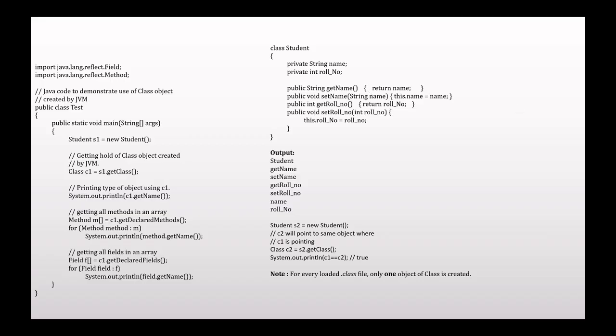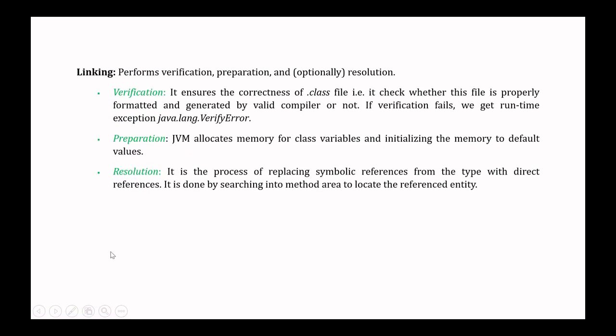As we have seen in this example in STS, we are creating a Student object and then calling the getClass method and getting the Class object, and from that Class object we can get class level information, method level information and field level information. Also, for every loaded .class file, only one object of Class is created. So that is the loading process. Now we will see the linking process.